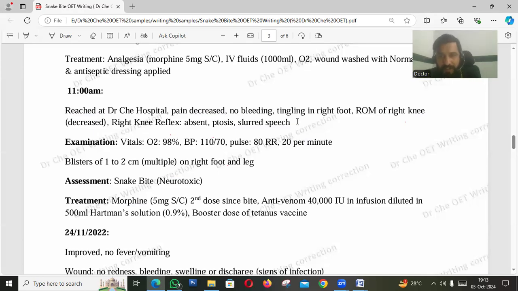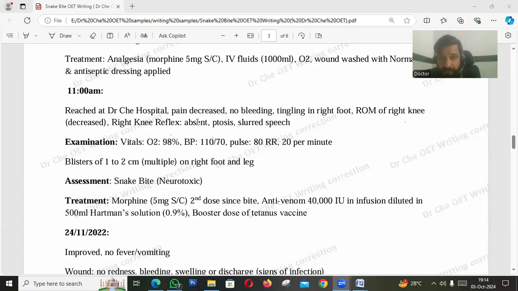This range of motion, can we take it in the examination instead of in the symptoms? It is also possible. Knee reflex, can we take it in the examination instead of in the symptoms? Can you hear me? Yes, sir. It's possible. Knee reflex can be a symptom, it can be examination also. Range of motion can be examination also. But ptosis, slurred speech, this should come in the symptoms.